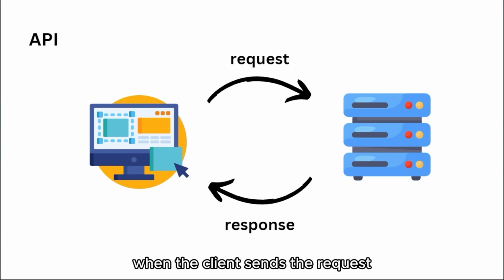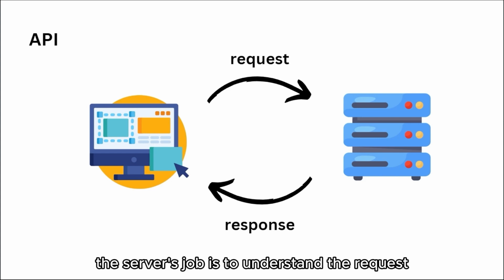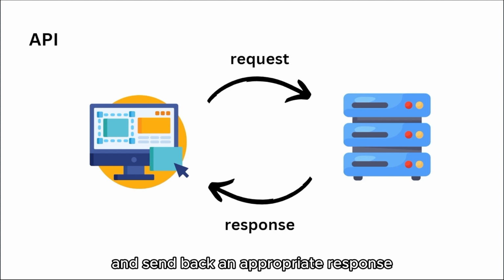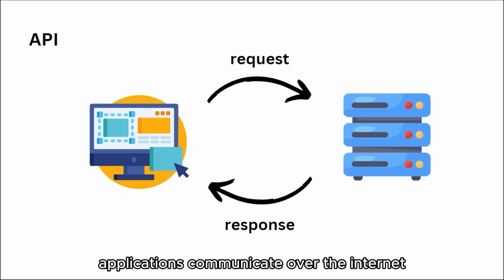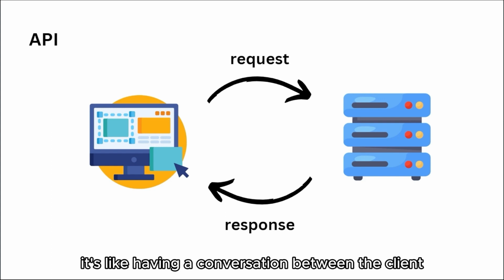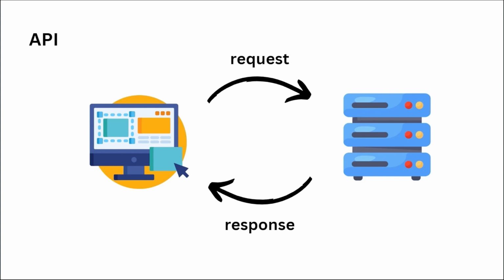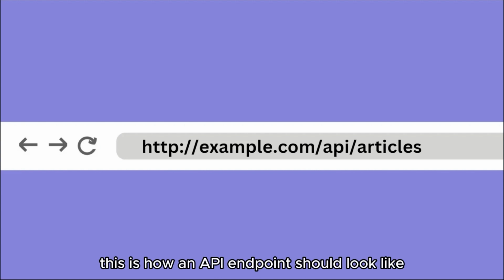When the client sends the request to the specified endpoint, it reaches the server. The server's job is to understand the request, perform the necessary action, and send back an appropriate response. This interaction is the heart of how applications communicate over the internet. It's like having a conversation between the client and the server, with the endpoints acting as the topics you're discussing. To give you an idea, this is how an API endpoint should look.